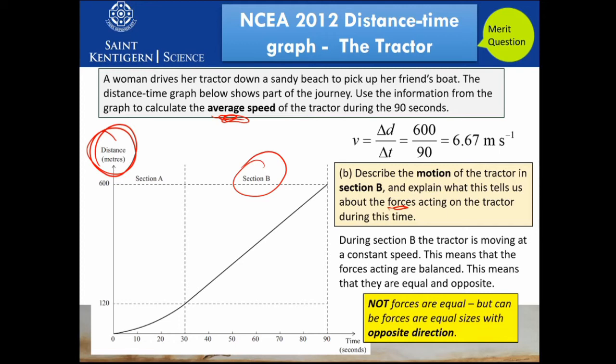So that's the model answer. During section B, the tractor is moving at a constant speed or constant velocity. This means that the forces acting are balanced. This means that they are equal and opposite.